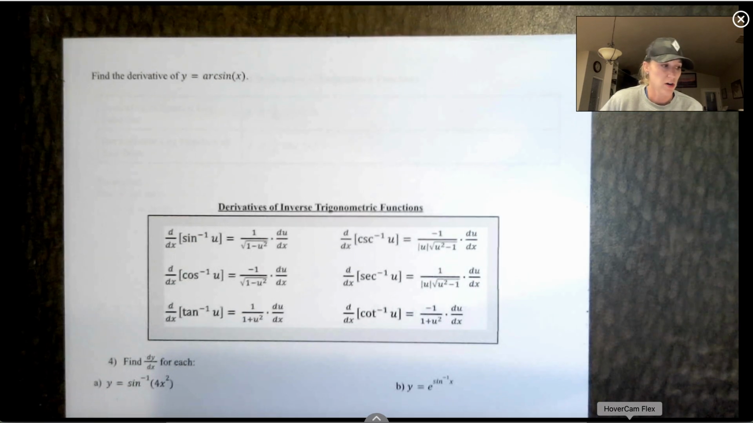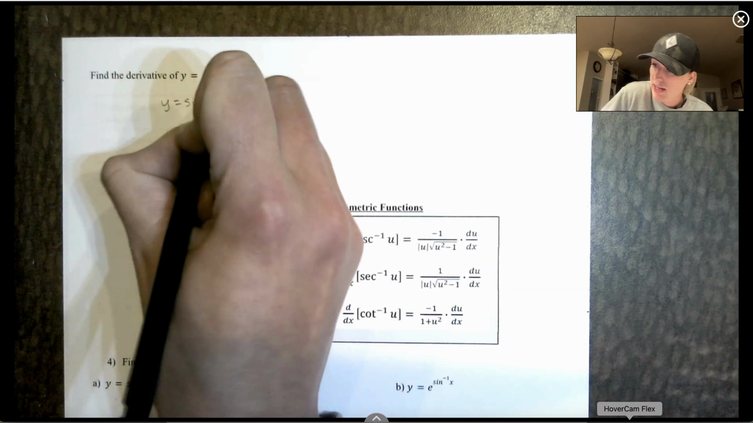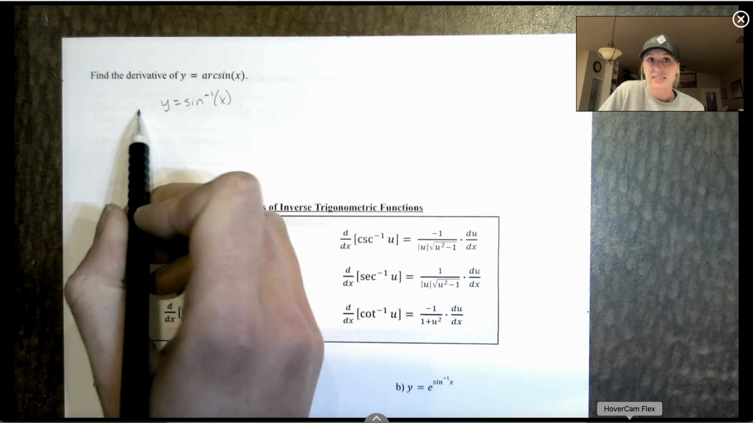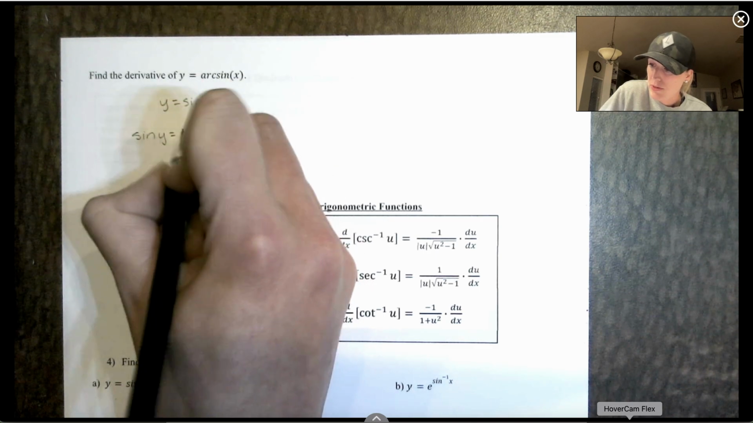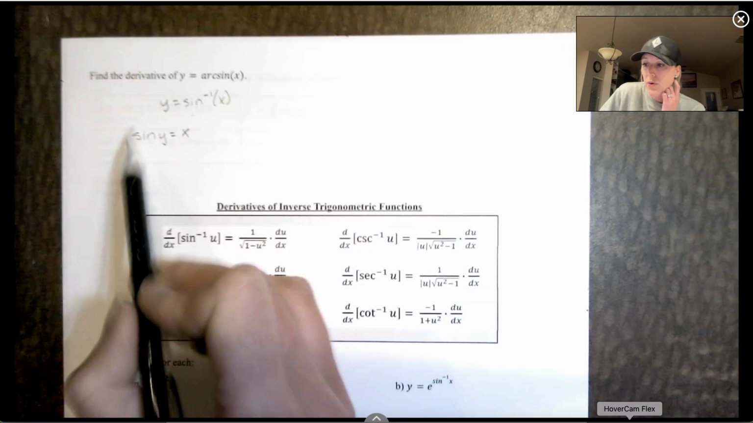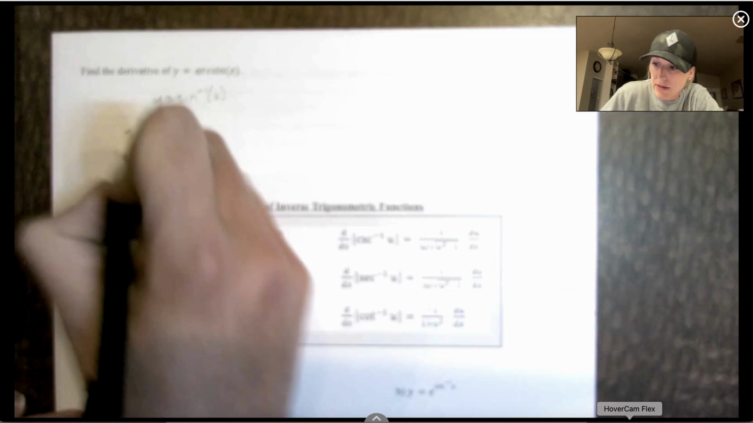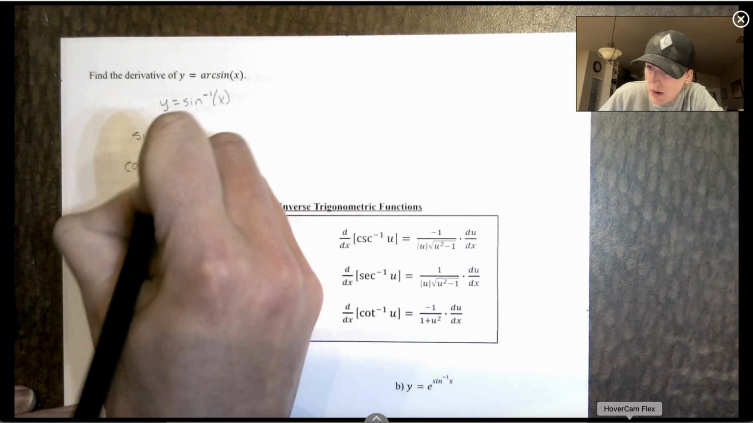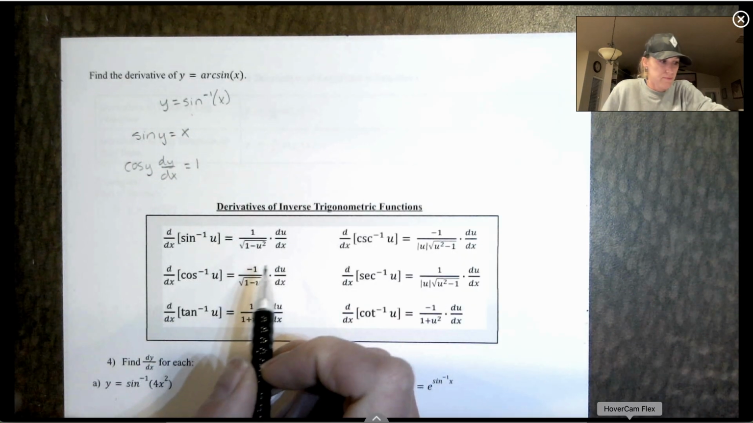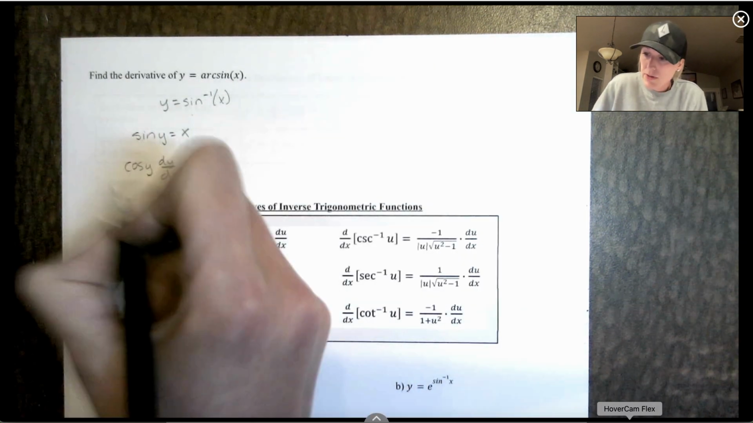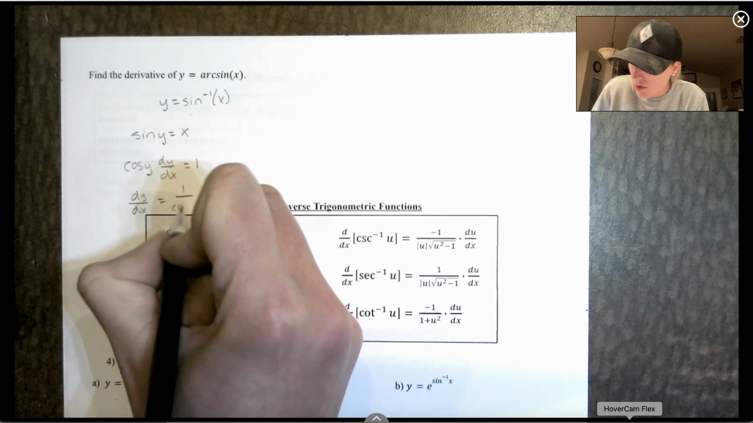So for the derivative of arcsine, I'm going to rewrite this. This is another way we see this, right? y equals sine inverse of x. If I take the sine of both sides, sine and sine inverse would cancel, and we'd be left with x. So we already know the derivative of regular sine, right? If I differentiate this implicitly, I would get cosine of y times dy dx equals 1. So I would get dy dx is equal to 1 over cosine of y.